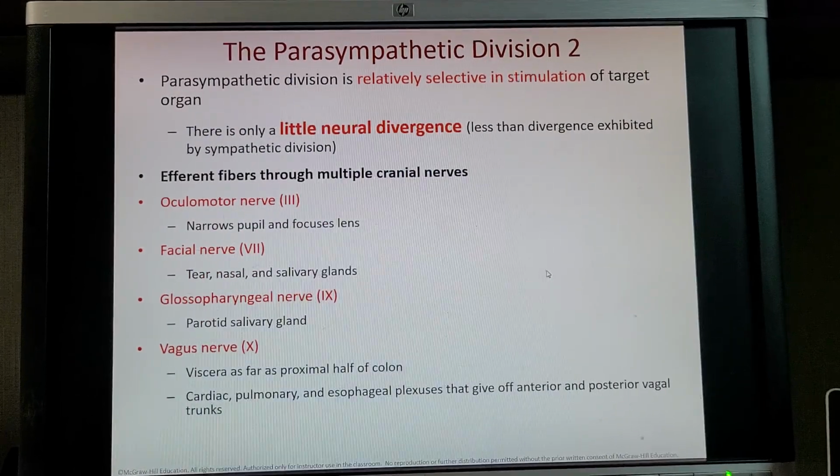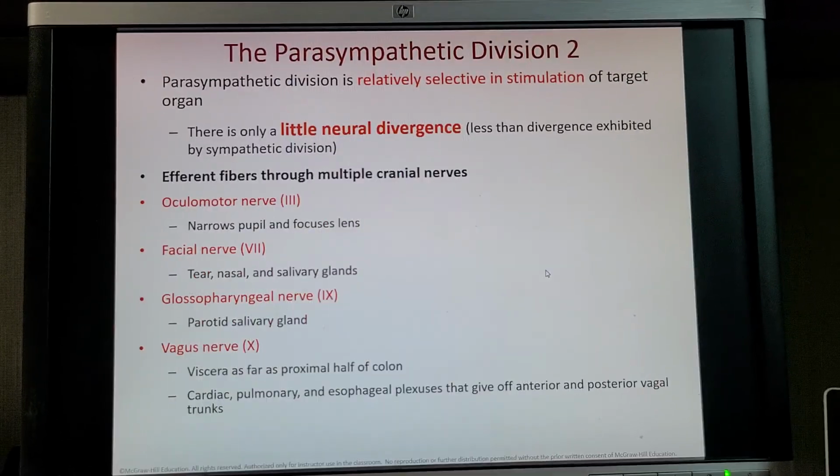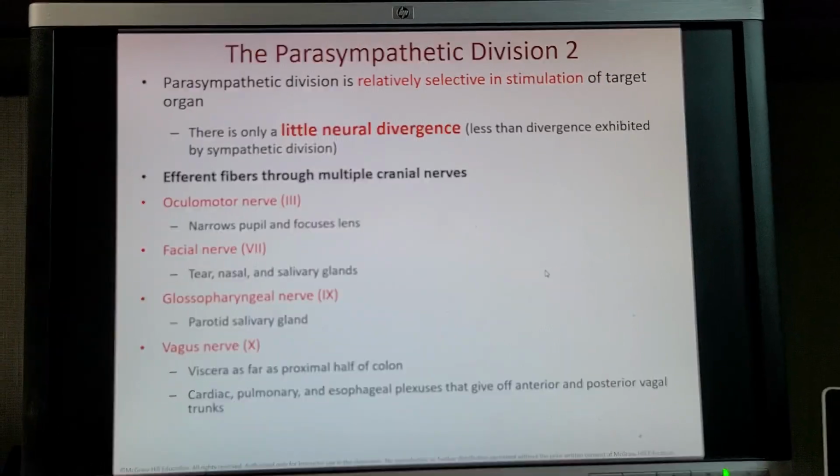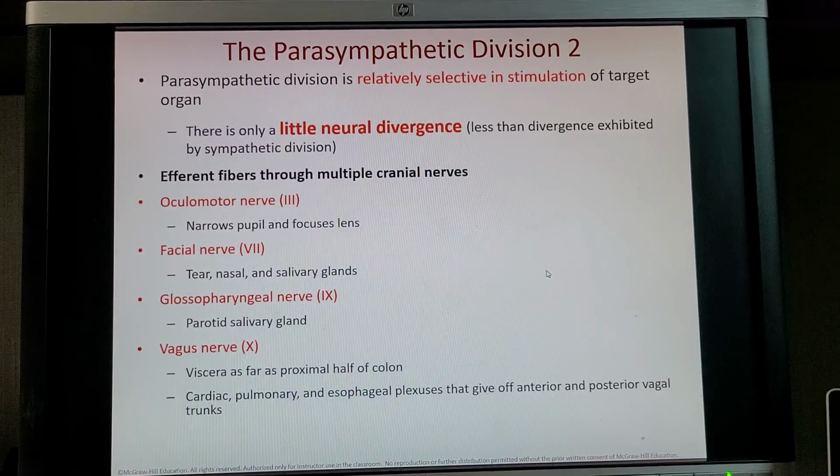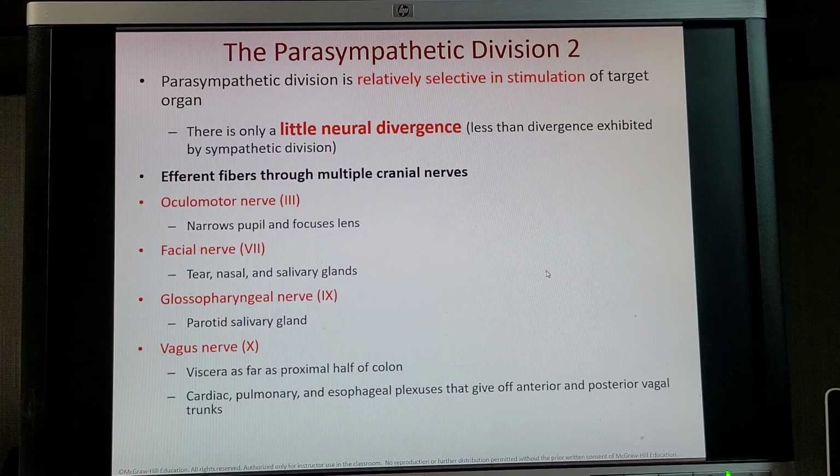With our parasympathetic division, unlike our sympathetic system, there is very little divergence. So instead of targeting a bunch of neurons, you only target a few. And again, this is because you're having more specific effects. Because instead of the sympathetic division where you're just like, okay, everybody, it's time to go, parasympathetic is making little small changes. We're just focusing, keeping everything calm. You don't need a bunch of hoopla.